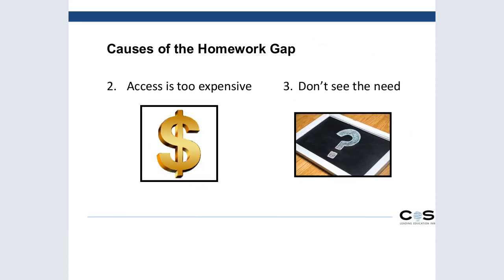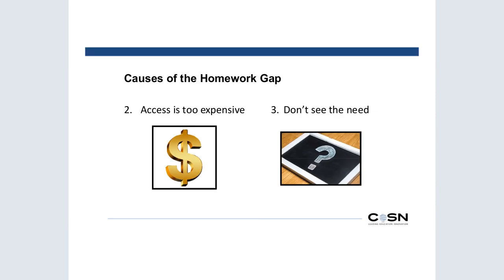The report also found that the two primary reasons that school-age children didn't have internet access at home was that either access was too expensive or that families didn't see the need. And I think that this brings up an important component of our digital equity discussions as you're looking to address the needs in your district. And I know our presenters are going to address this as well.